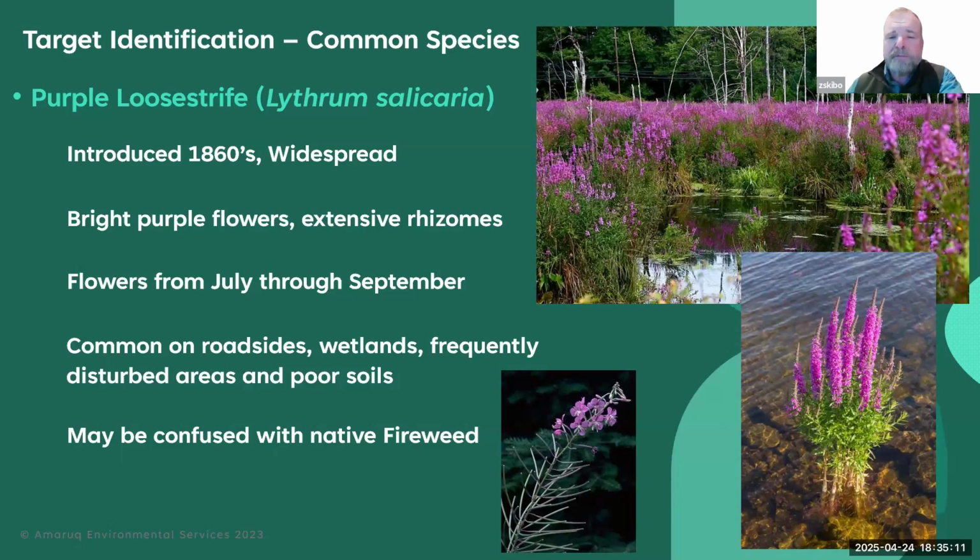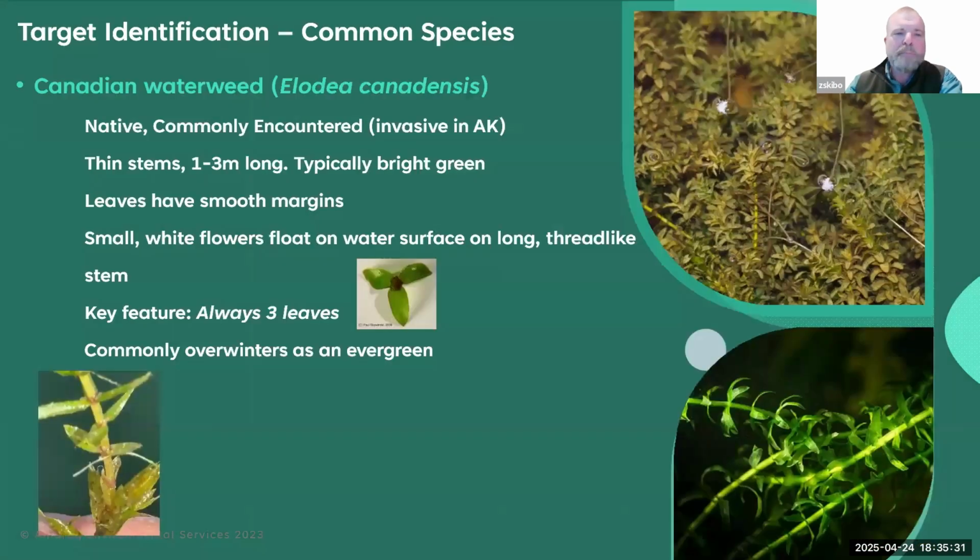You may confuse this with our native fireweed, but if you look at the two pictures on the bottom, fireweed has a very dispersed flower head. There's a lot of air in between each individual flower, whereas loosestrife has a very tight central bolt coming up through the center. And so if you see that tight purple bolt growing in some wetlands, it's probably going to be purple loosestrife.